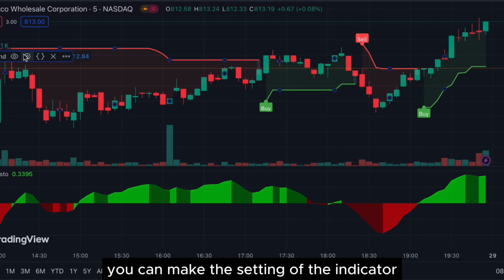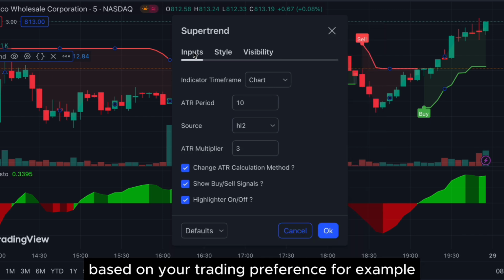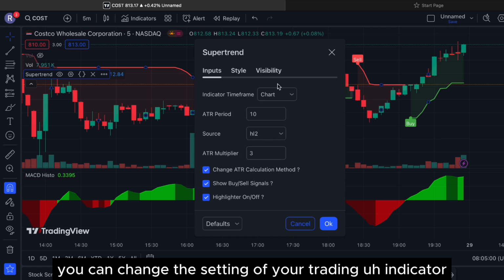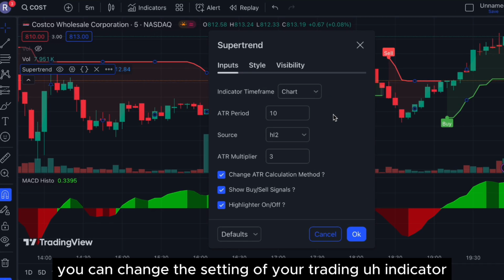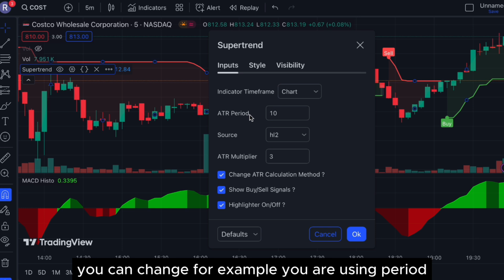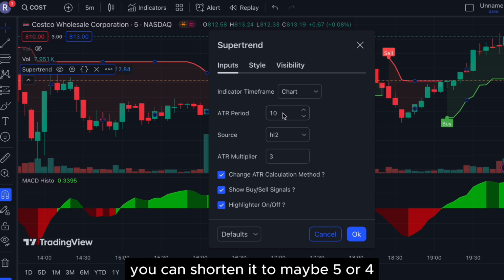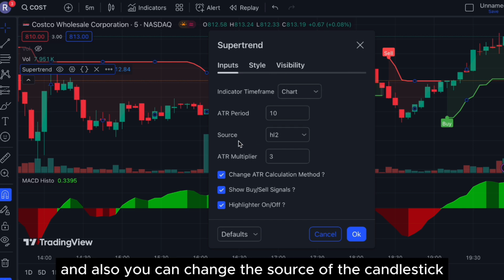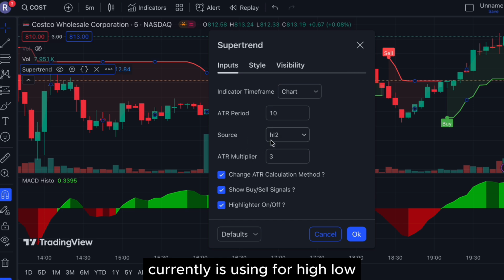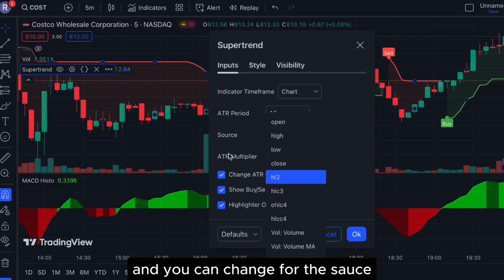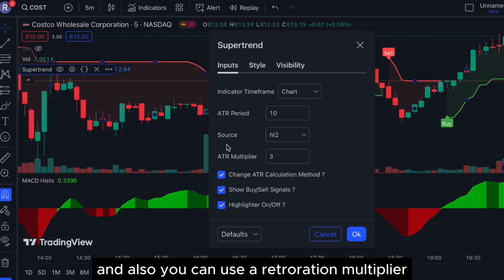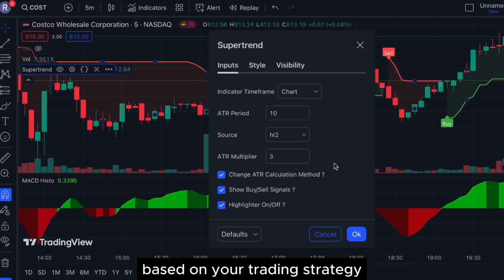You can make the setting of the indicator based on your trading preference. For example, you can change the setting of your trading indicator. You can change, for example, you are using period, current period is 10, you can shorten it to maybe 5 or 4 if you are trading a short-term trade. And also you can change the source of the candlestick. Currently it's using high low, and you can change the source for the data to be captured for others. And also you can use an average ratio multiplier based on your trading strategy.